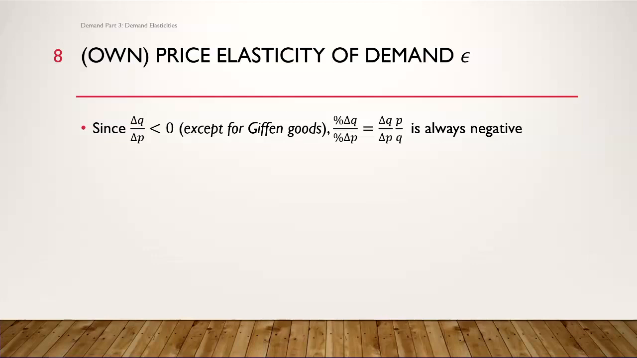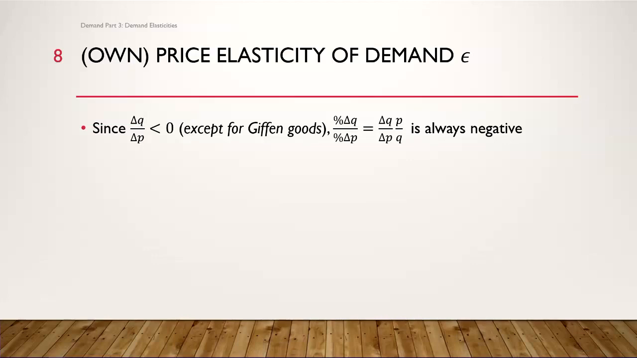Now, a little note about notation. Except for Giffen goods, we know demand curves slope down. All right, so the change in quantity from the change in price is going to be negative. If the price goes up, the quantity demanded goes down. All right, so since it's always going to be negative, that means the percentage change in quantity demanded from the percentage change in price will always give us a negative number. All right?